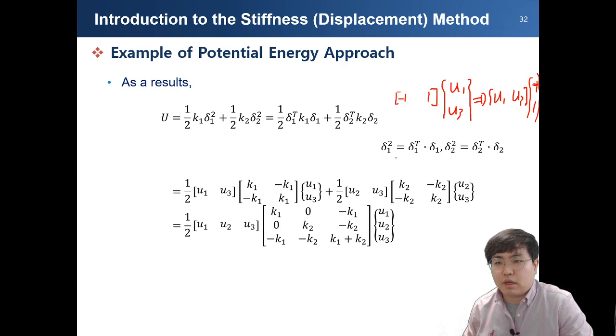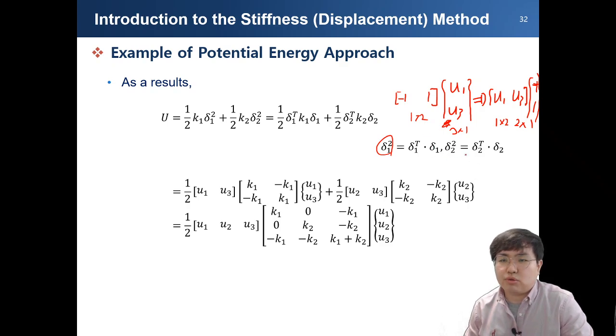This part. Let's think about it: 1 by 2, 2 by 1, right? This becomes 1 by 1. And then this part also, 1 by 2, 2 by 1, and also 1 by 1 and 1 by 1. This result is a 1 by 1 scalar. Am I right?